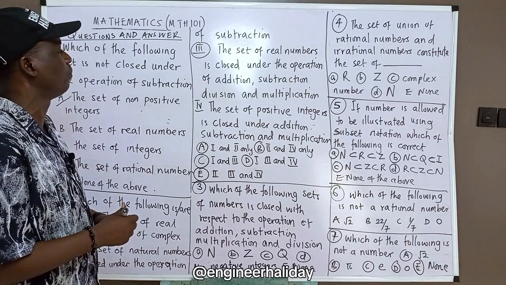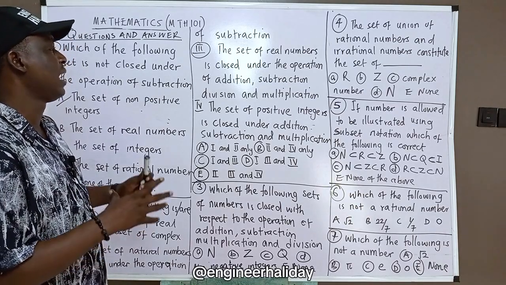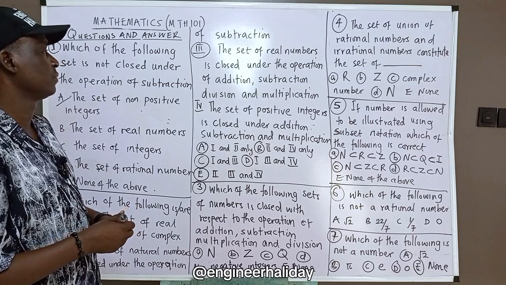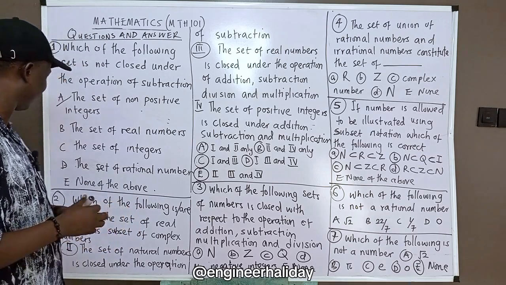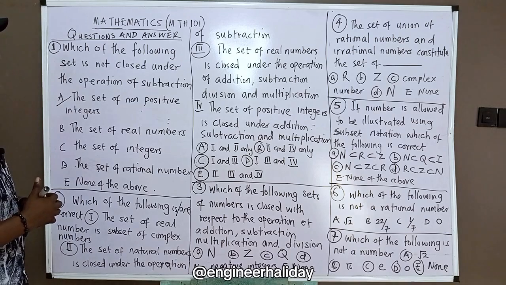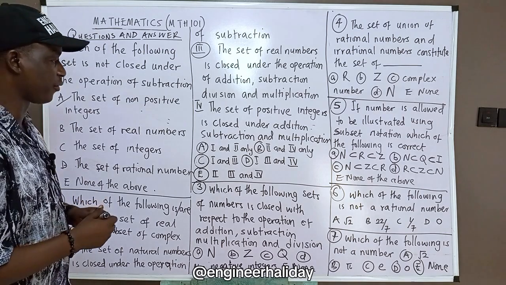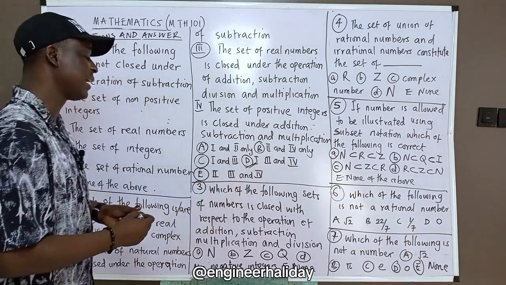The set of real numbers is closed under the operation of addition, subtraction, division, and multiplication. Yes, correct. I think I will go for 1, 3, and 4. You have 1, 3, and 4 there. 1, 3, and 4. Correct. Let's go to the next one.